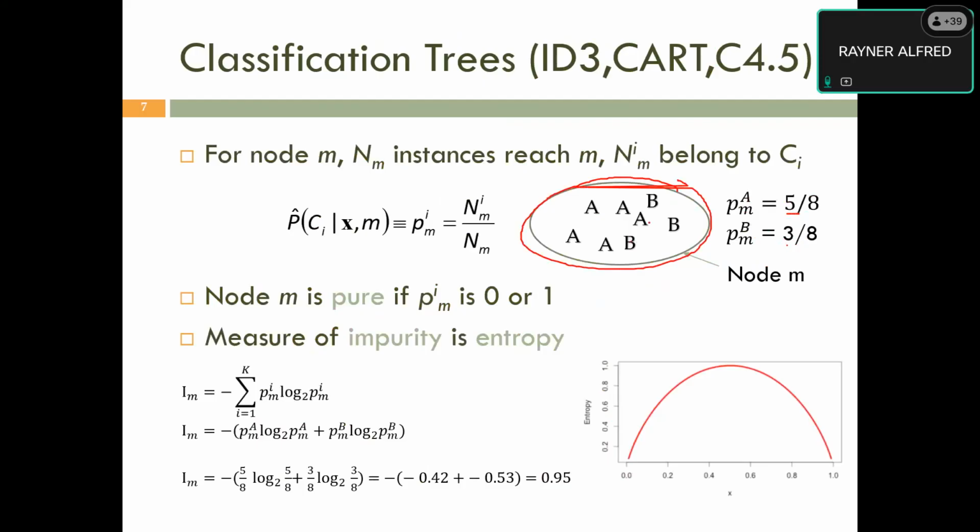If we want to compute the entropy for this, we just plug in the values here. So we have A and B. This is for A and this is for B. And we have 0.95, so very high entropy. That means our data set, our partition here, is not pure.